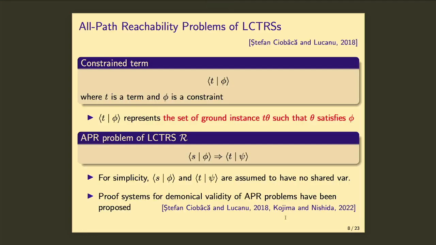Then the all-path reachability problems of LCTRS. Here, T phi is called a constraint term, where T is a term and phi is a constraint. And this T phi represents the set of ground instances T theta such that theta satisfies phi. And an APR problem of LCTRS is a pair of constraint terms. So this APR problem is valid when every finite execution path that starts from a state in this constraint term includes a state in this constraint term. And a proof system for validity of these APR problems has been proposed.